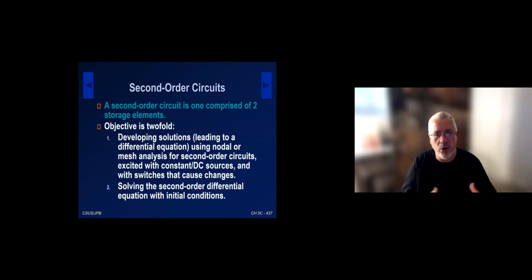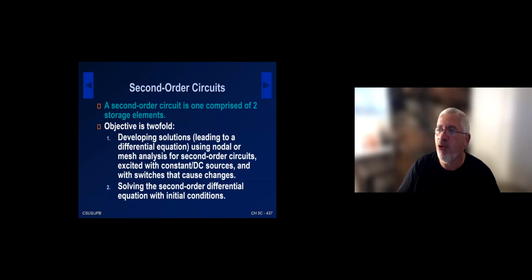We are dealing with two storage elements, that is either an inductor and a capacitor typically, or two inductors or two capacitors, although there are cases where that can lead to a first-order circuit if you can combine them into one. But by and large, let's assume that a second-order circuit is one that has two storage elements. Okay, so what is the objective of this mini lecture 24?